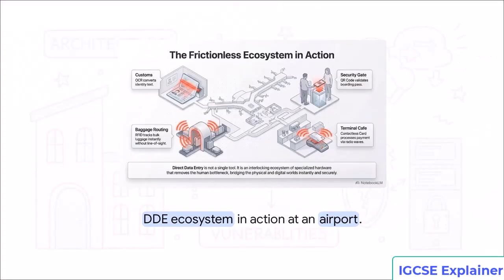Picture your last trip to the airport to see how this invisible tech actually shapes everyday behavior. DDE isn't just one gadget, it's a massive, interlocking symphony of scanners and radio waves. Deep in the baggage routing system, hidden tags are tracking your suitcase without a single human laying eyes on it. Up at the security gate, geometric codes are instantly validating boarding passes. It's this incredible synchronized machine checking bags, verifying identities, and processing payments all at the exact same time.